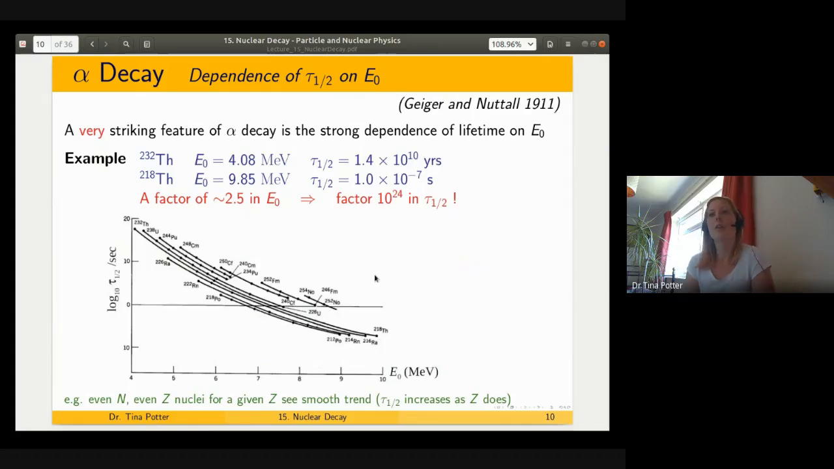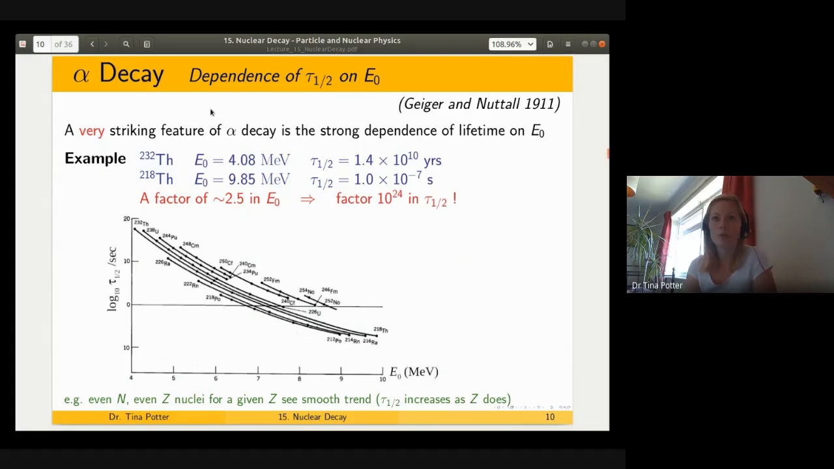So when we have a look, this was done by Geiger and Nuttall in 1911. If we have a look at the half-lives for lots of different alpha decaying nuclei and have a look at the energy of the alpha particle here, E0, there's quite an easy trend here. What we've plotted on the y-axis is the log of the half-life against the energy. And there's a very strong dependence between the lifetime, the half-life, and the energy of the alpha particle.